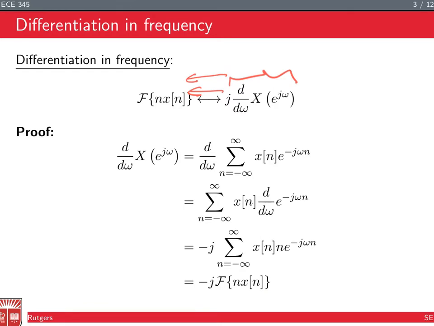Again, this property is useful when going in the other way. When you're trying to invert, going from the Fourier domain to the time domain, you can notice that what you're dealing with is the derivative of something. So the signal is n x[n]. That would be the corresponding signal in the time domain.